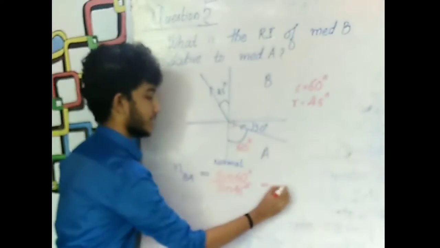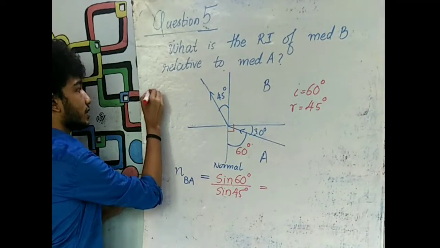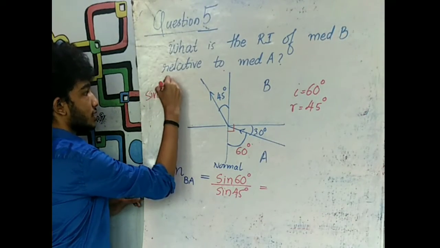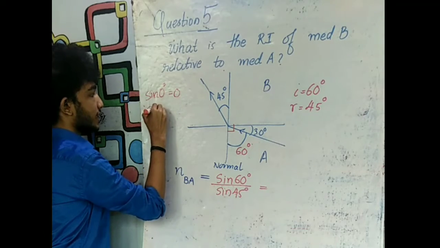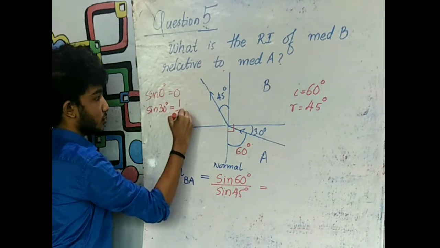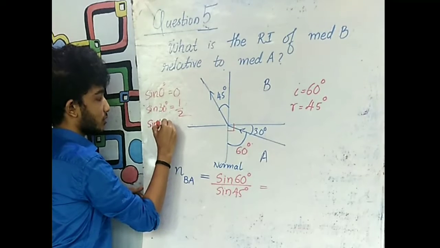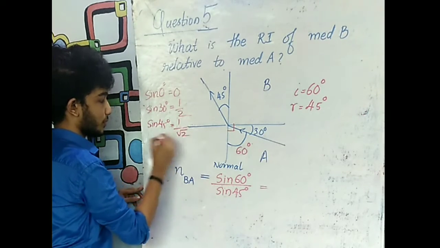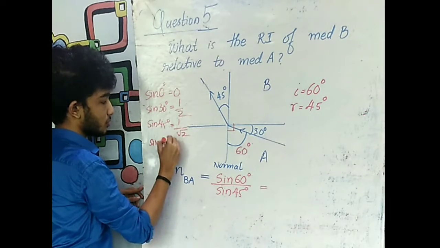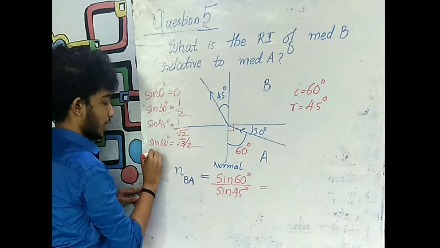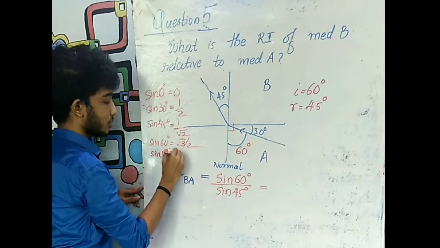What is sine 60 degrees? What are the sine values? Sine 0 equal to 0. Then sine 30 degrees equal to 1 by 2. Sine 45 degrees equal to 1 by root 2. Sine 60 degrees equal to root 3 by 2. And sine 90 degrees equal to 1.